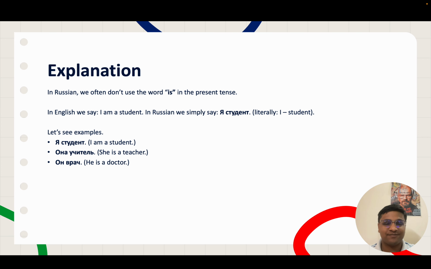It means teacher. Next we have On Vraj. He doctor. On is the pronoun for he and Vraj means doctor. He's a doctor. If you want to say he's a doctor, you would say On Vraj.